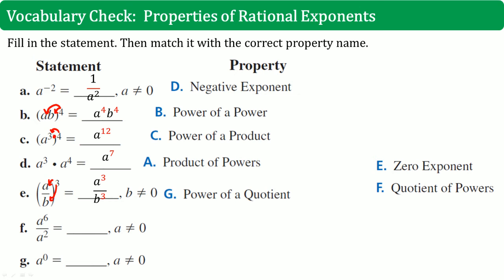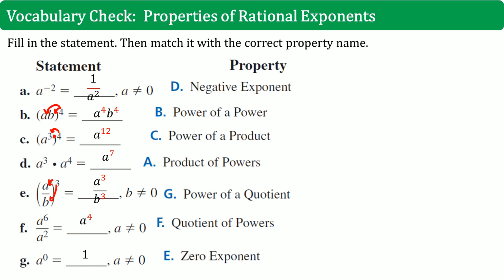a to the 6 divided by a to the 2. We saw that this is a division of the same base, so we subtract. So 6 subtract 2 is 4. So this becomes a to the 4. This is called the quotient of the power. Lastly, a to the 0, and we know any number to the 0 power is just equal to 1. We call that the zero exponent.